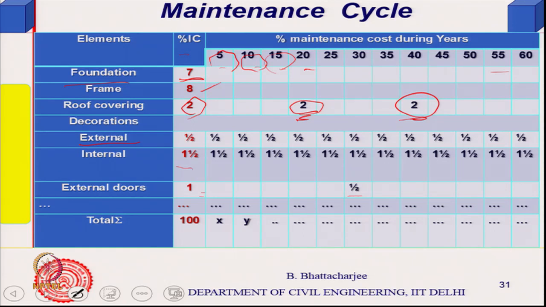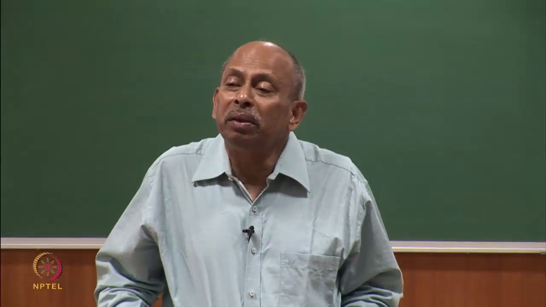So, in total I will have 100% cost involved, because the initial costs of 7%, 8%, 2%, etc., all add up to 100%. Some will not require repair at all, some will require periodic repair or renewal costs, and this I can actually find out. Then I can sum them up after every 5 years: after 5 years let us say x, after 10 years let us say y, and so on. Therefore, right in the beginning I can find out the maintenance cost as a percentage of the initial cost.